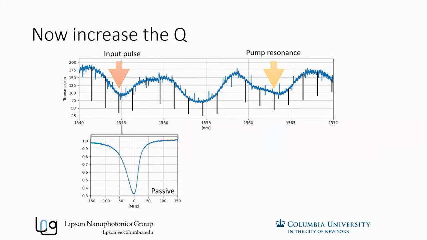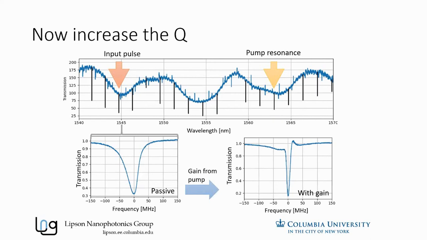So in the passive scenario, the resonance looks like this, has a few tens of megahertz line width. And then as you tune your pump into resonance, you get gain. That means you reduce the losses in the resonator. Your resonance narrows significantly, and now corresponds to something of a lifetime on the order of 50 nanoseconds. So now your resonator has become a lot longer in lifetime, long-lived.